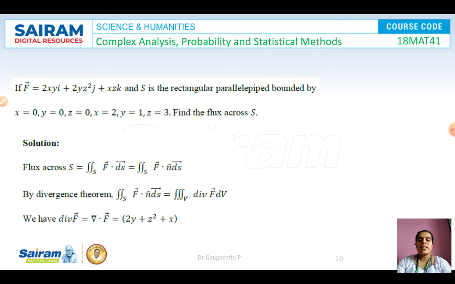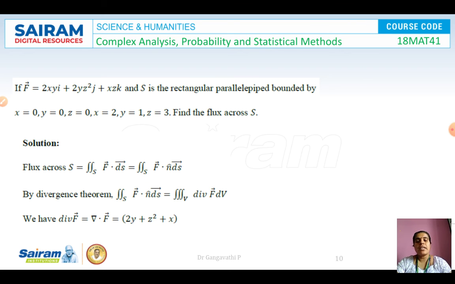So let us look at another example. If vector f is equal to 2xy i plus 2yz square j plus xz k cap, and S is a rectangular parallelepiped bounded by x equal to 0, y equal to 0, z equal to 0, and x equal to 2, y equal to 1, and z equal to 3, find the flux across S. So the flux values are nothing but the divergence problems. Flux across S is equal to the double integral over S of vector f dot n cap into dS. So vector f dot n cap into dS is nothing but the volume integral of the divergence of f.